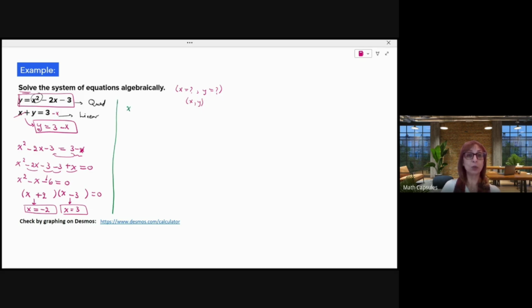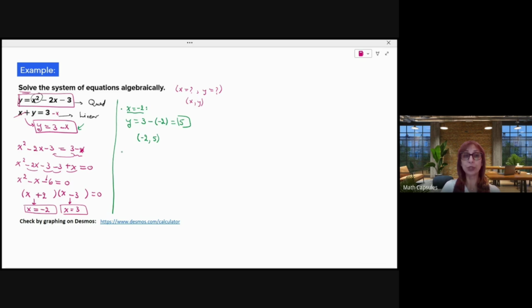For x equals negative 2, let us find its y. So where can I find the y? I can substitute either in the first equation or the second equation. I prefer the simplest one, which is the one I wrote here in slope-intercept form. So y equals 3 minus x, and x is negative 2. This makes 3 plus 2, which is 5. So the first point is at negative 2 and 5. This is the first point of intersection.